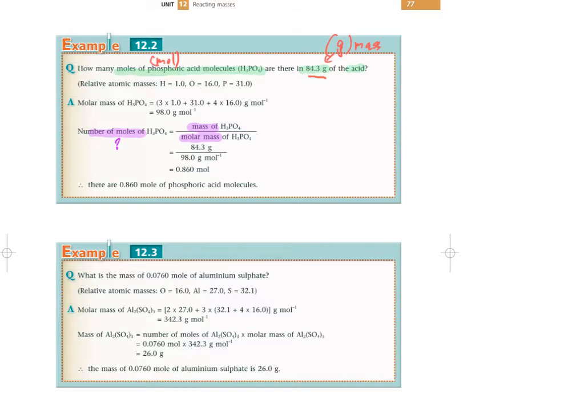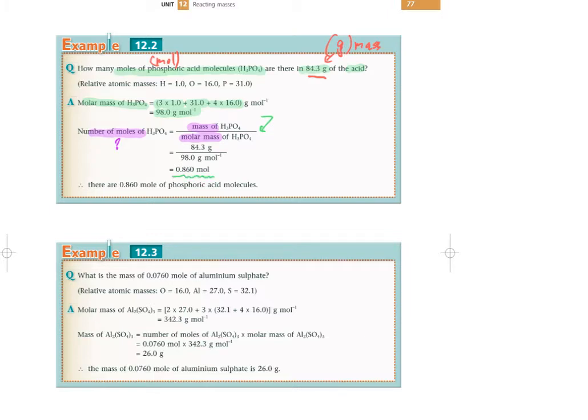This is a molecule, so the relative molecular mass just simply adds all the relative atomic mass together, like for this molar mass, 3 hydrogen and 1 phosphorus and 4 oxygen added together, so that the final molar mass is 98 gram per mole. Then you use this equation, mass divided by molar mass, so 84.3 gram divided by 98 gram per mole, equal to 0.86 mole. So you got the final answer.